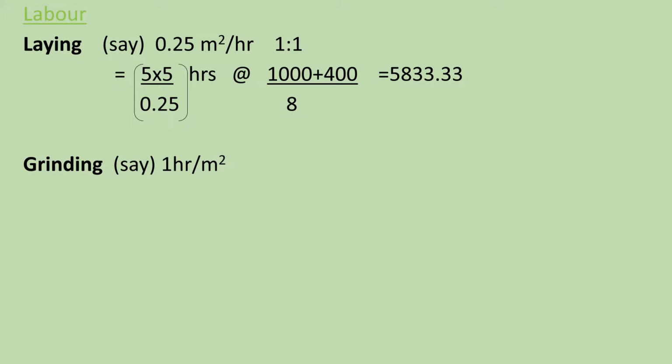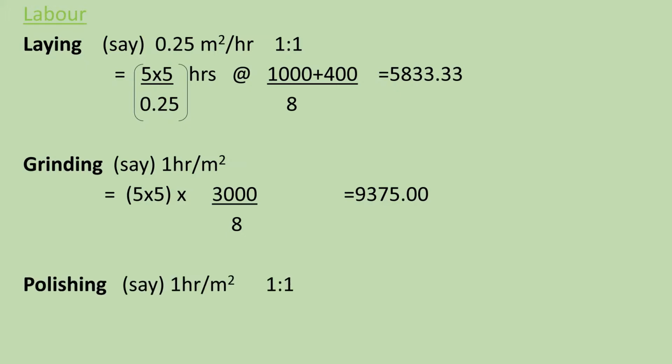We go to grinding. Grinding, using our previous data, it takes 1 hour to grind 1 meter squared. So what about 5 times 5, 25 meters squared? If 1 hour for 1 meter squared, what about 25? It shall be 25 hours. 25 hours, we multiply by the cost of the grinding machine. In the data, we were told that the grinding machine is 3,000 per day. So per hour it shall be 3,000 divided by 8. We get 375. Then we go to polishing.